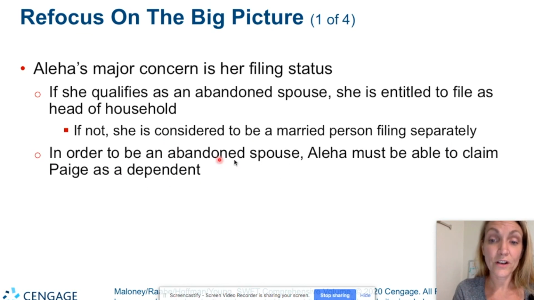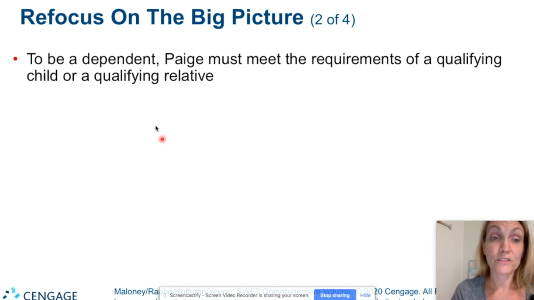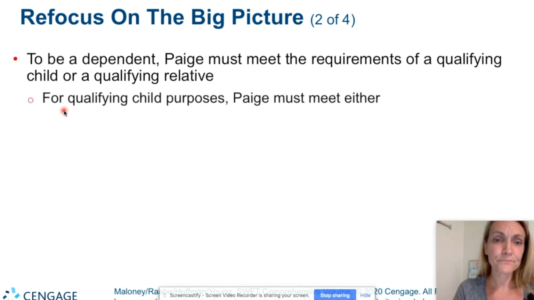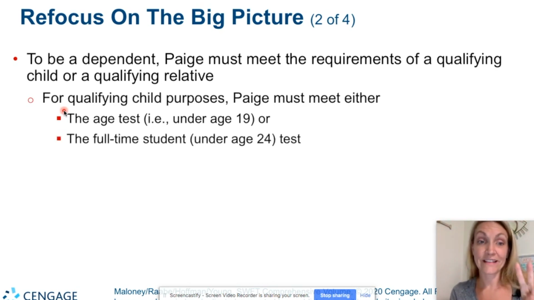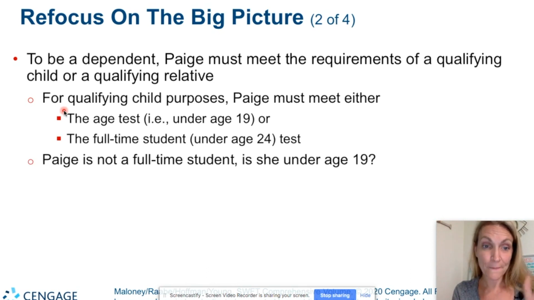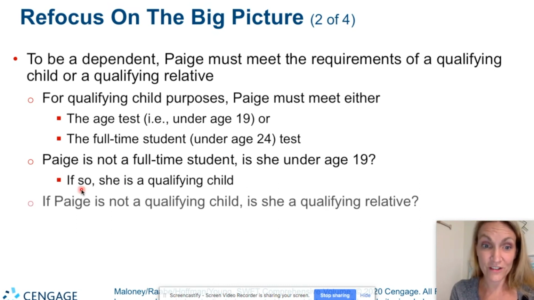So in order for her to be an abandoned spouse, she must claim Paige as a dependent. That was her stepdaughter. So to be a dependent, Paige must meet the requirements of qualifying child or qualifying relative. For qualifying child, Paige must either meet the age test under 19, or be a full-time student under age 24. If she's not a full-time student, is she under 19? If so, she's a qualifying child.